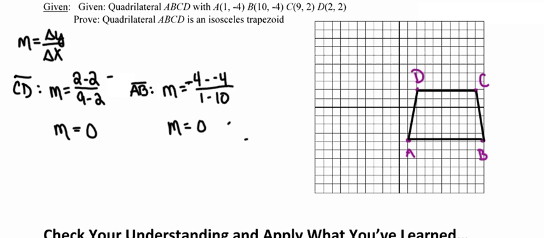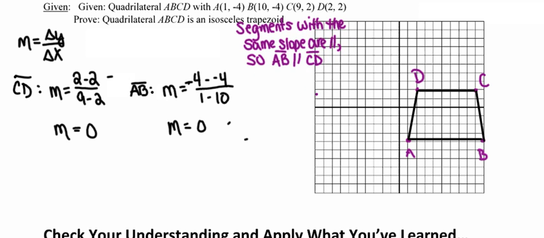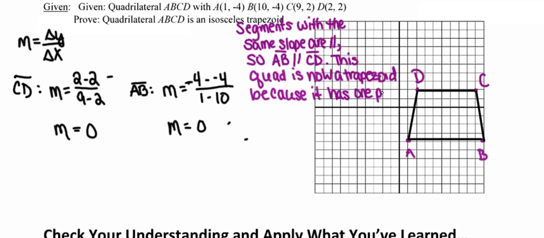So now I'm going to write a little blurb saying why my quadrilateral must be a trapezoid. Anytime two segments have the same slope, they are parallel. So that makes segment AB parallel to segment CD. This quadrilateral is now a trapezoid, because it has one pair of parallel sides. So the first part of that problem is now done.